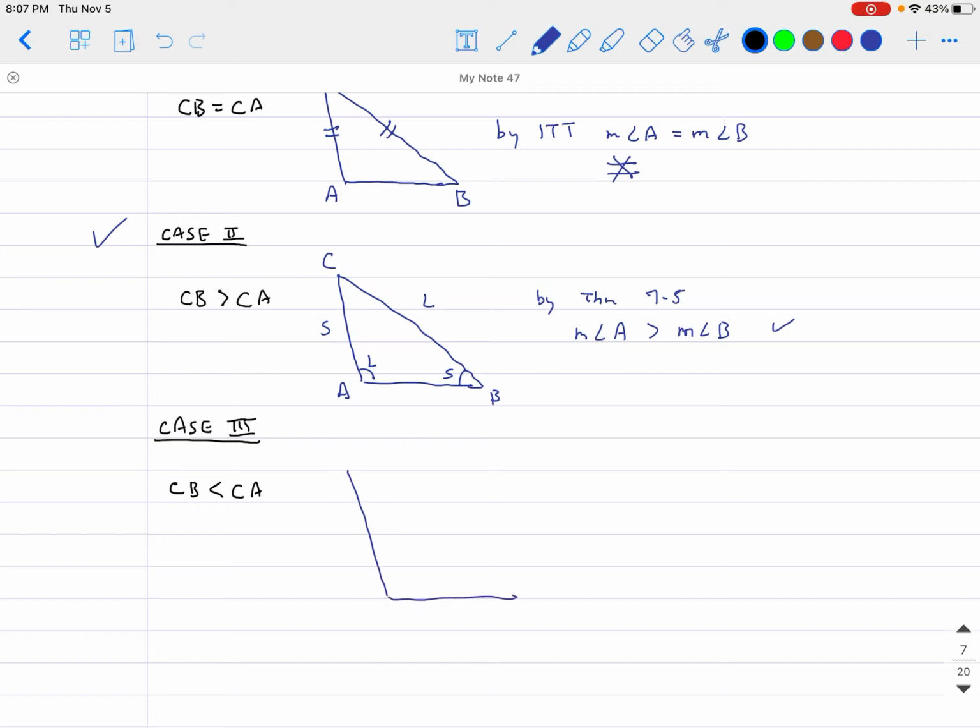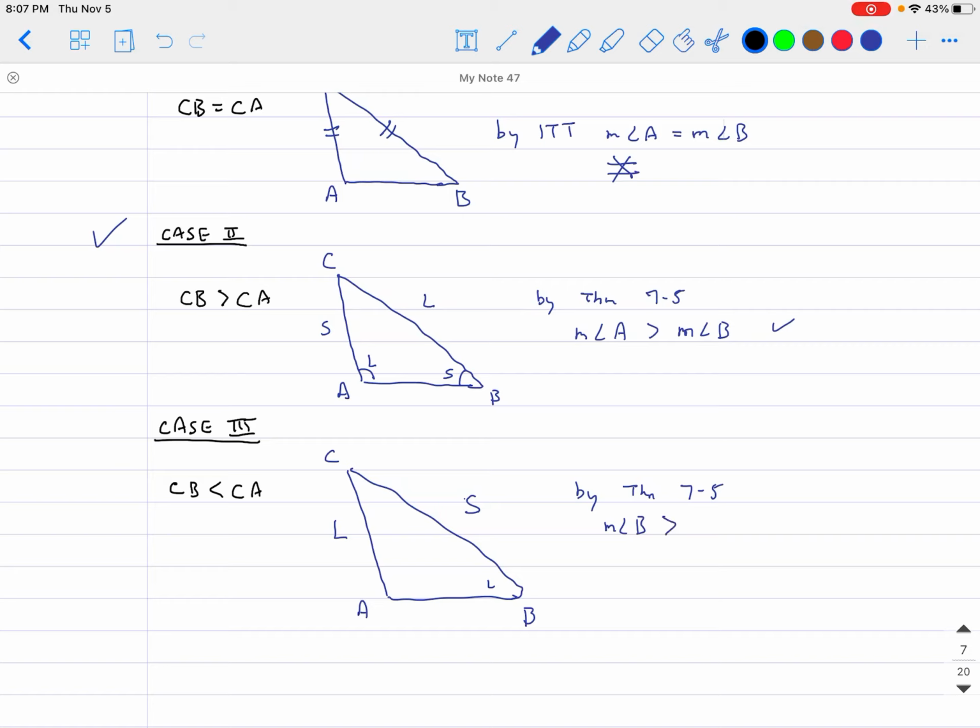Well, once again, we're going to go ahead and draw that triangle, right? Here's A, here's B, and then here's C. Largest side is going to be CB. Actually, I messed up right here. The larger side, I should say, is going to be CA, which is L right here. And then the smaller side is going to be CB, so I'm going to put S right here.